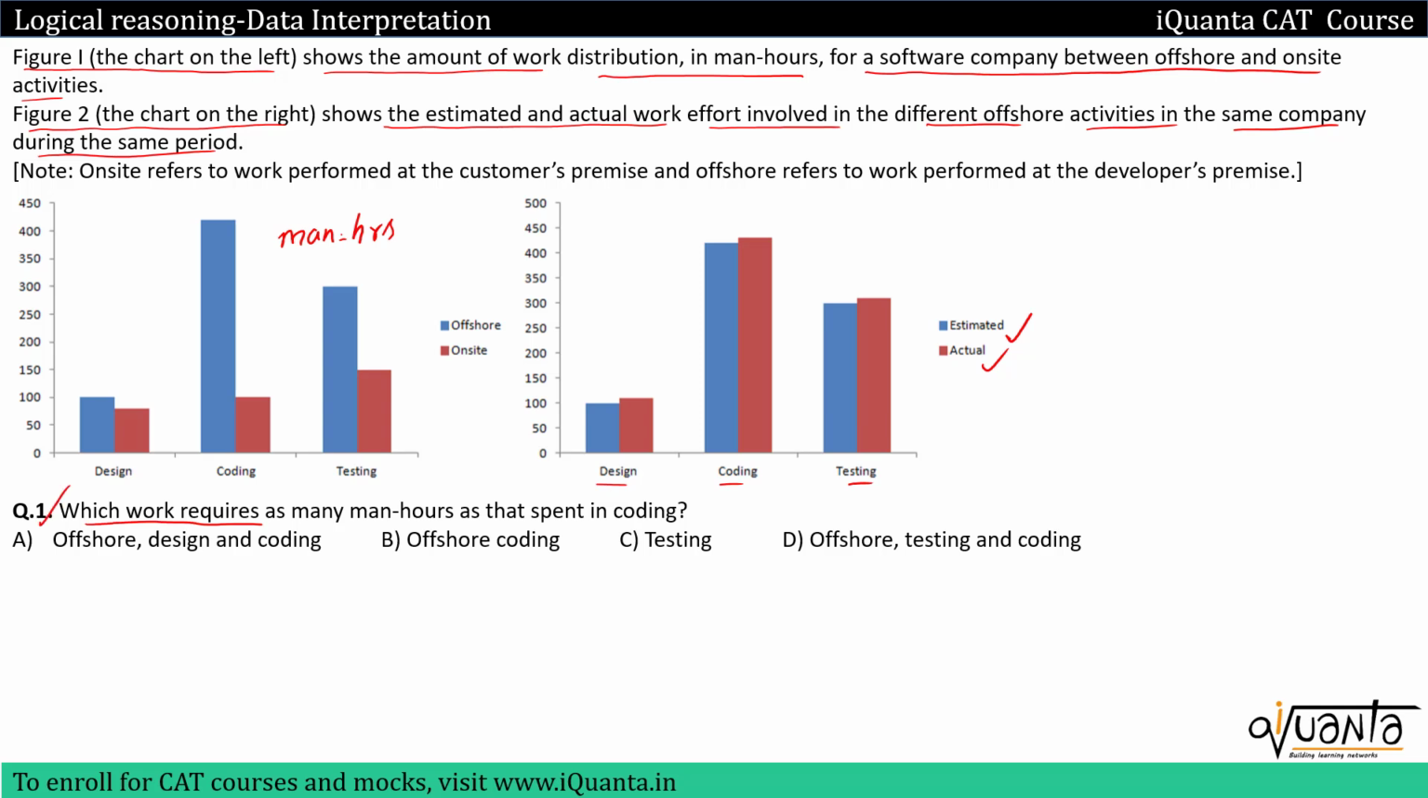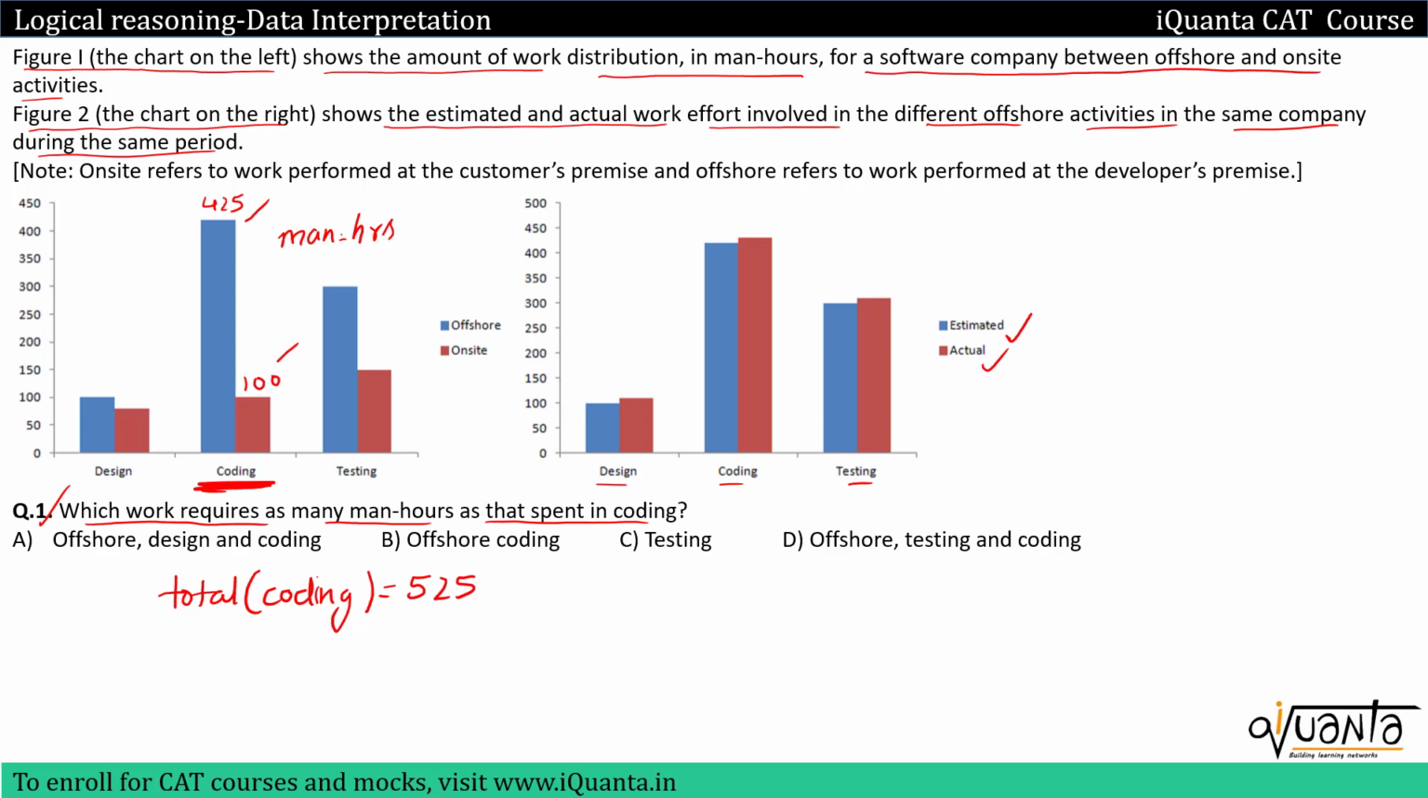Which work requires as many man hours as that spent in coding? So how many man hours have been spent in coding? It is given over here in the first chart, because in the question we are talking about man hours. So if we read this, the blue one is somewhere around 425 and this is 100. So total in coding, it will be the sum of this 425 plus 100, that gives us 525. Okay, 425 plus 100, 525.